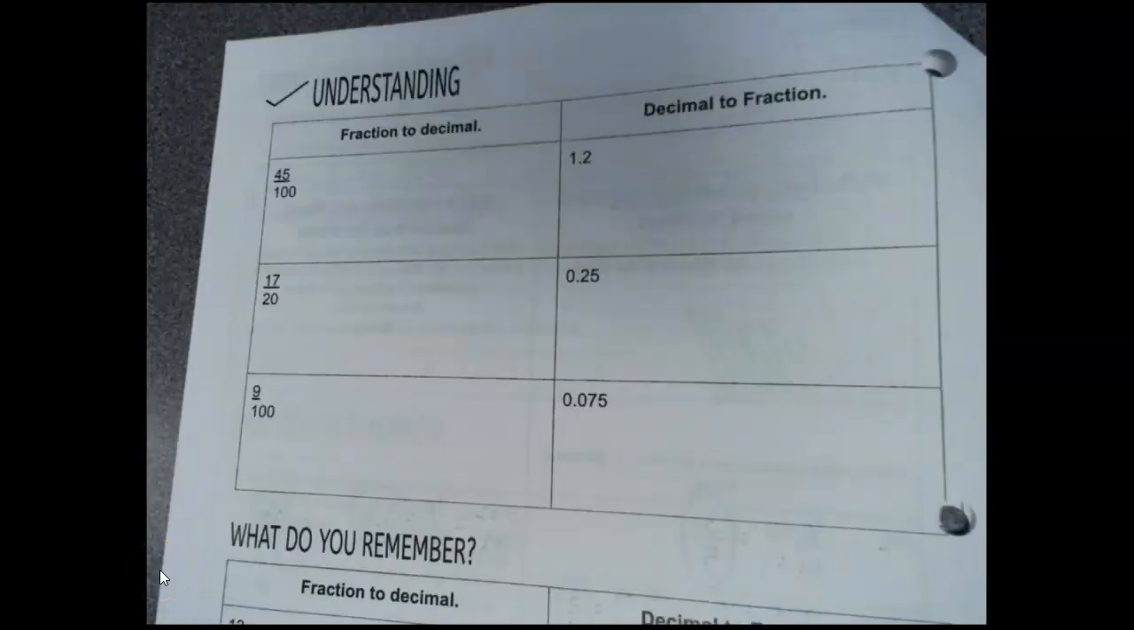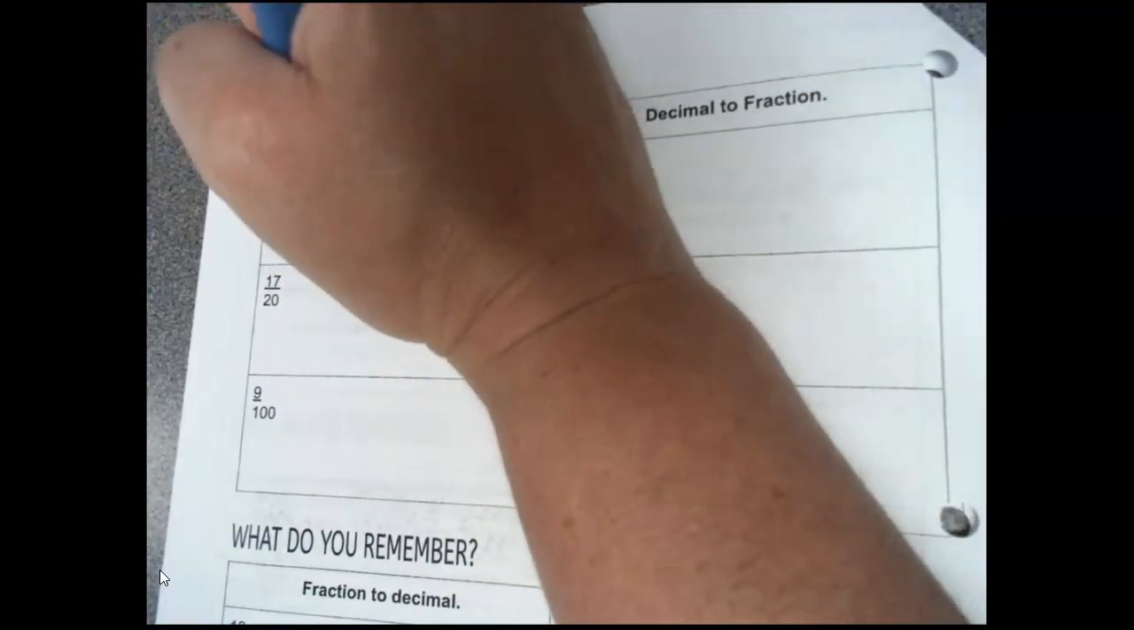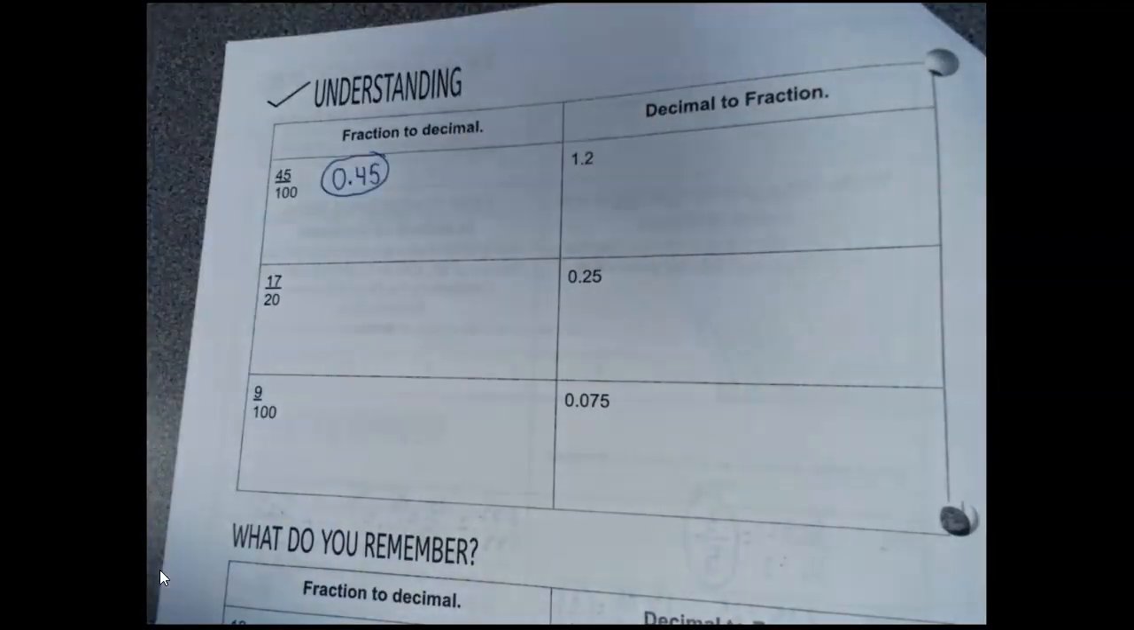Let's take a look at check understanding. To go from a fraction to a decimal, we just look at the place values in hundredths. So I need to take, it already has our place value there for us, so 0.45. The 5 is in the hundredth spot, so you're finished.